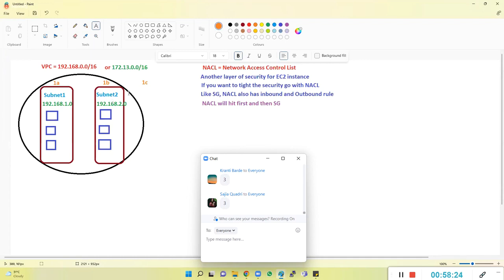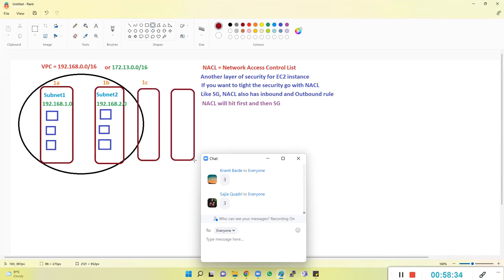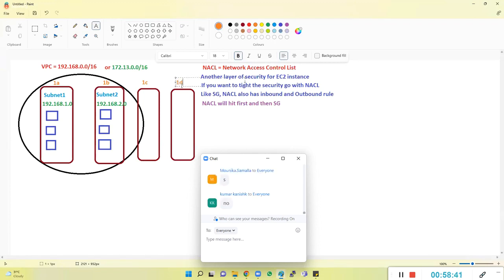Okay, now we have 3. I can go ahead and create another subnet. That's fine, I'll put it in 1C. Can I create one more subnet? Subnet 4? Yes, I can create it. But which availability zone? Can I put it in 1D? No. Which availability zone can I put it in? Can I put it again in 1A or 1B or 1C? Yes.